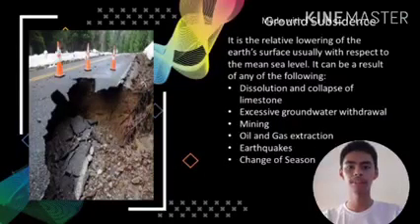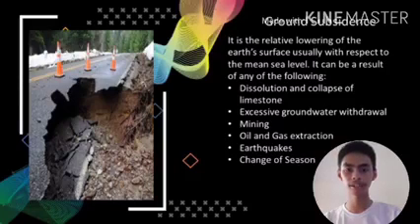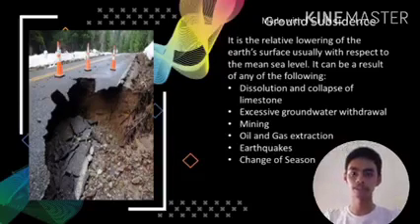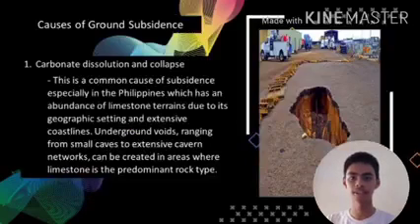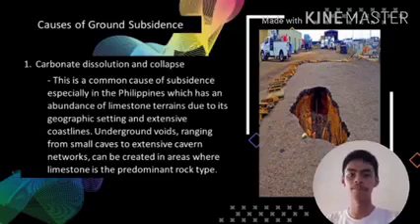Next is ground subsidence. Ground subsidence is the relative lowering of the Earth's surface, usually with respect to the mean sea level. It can be a result of any of the following: dissolution and collapse of limestone, excessive groundwater withdrawal, mining, oil and gas extraction, earthquakes, and change of season.